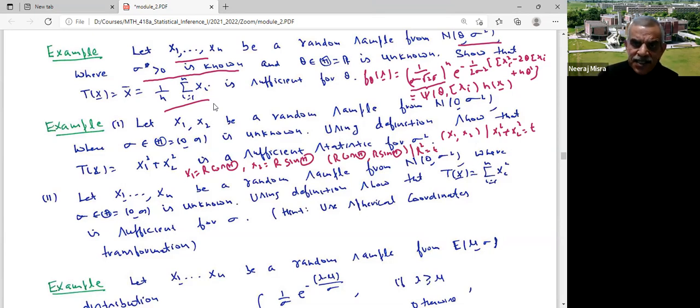Now that is very easy to see. You can see that if I put a transformation x1 is equal to r cos theta and x2 is equal to r sin theta, then r and theta are independently distributed. And the distribution of theta is uniform 0 to pi. So r and theta are independent, so this would be the same as the distribution of cos theta given r. That would only play the role over here, because theta and r are independent.